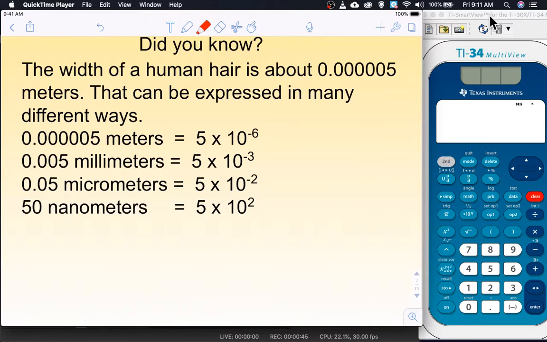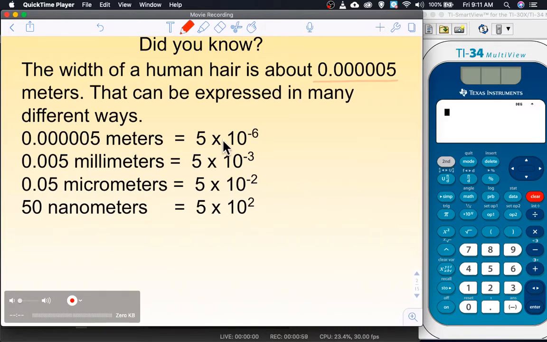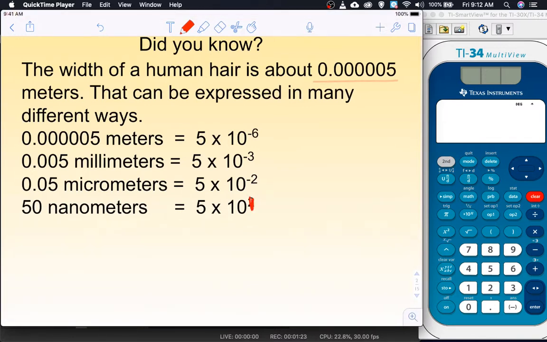Did you know that the width of a human hair is about this many meters? And a meter, in case you're curious, is about 3 feet. It's about the size of a yardstick. And that can be expressed in many different ways. So it's this many meters, so 5 times 10 to the negative 6th meters. This many millimeters. One hair on your head is about this many micrometers, but it's also about 50 nanometers. And I think that should actually be to the first power, not the second power, so you'd only move the decimal one place.